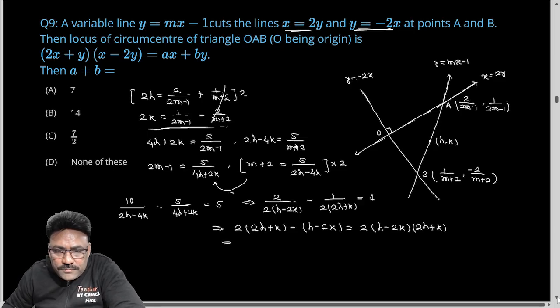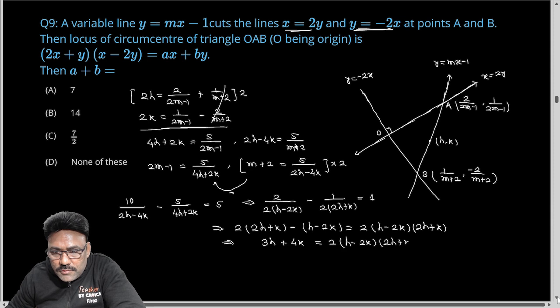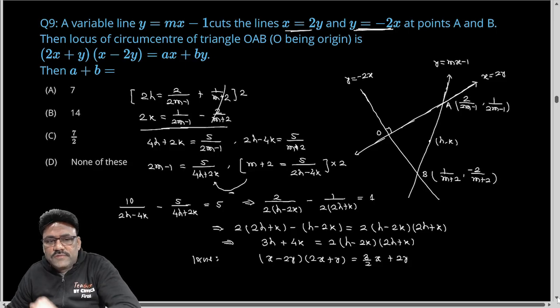So ultimately it is 4h minus h, 3h, and then 2k plus 2k, 4k, is 2 times h minus 2k, 2h plus k. This is your required locus. If you replace h with x and k with y, your locus is x minus 2y into 2x plus y is 3 by 2 x plus 2y. This is the required locus.